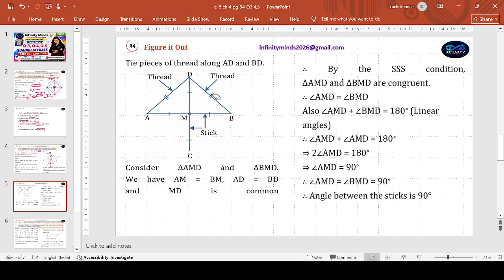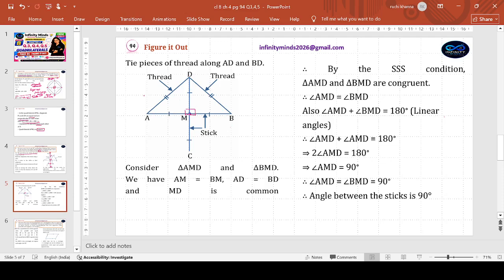So fixing the length, we rotate in such a way that the threads become equal in length. That will help us to make sure angles are 90 degrees. The sticks are inclined at right angle. How come? By using mathematical proof SSS. We are saying the threads are equal. This is a common line and these two are already given to be equal.